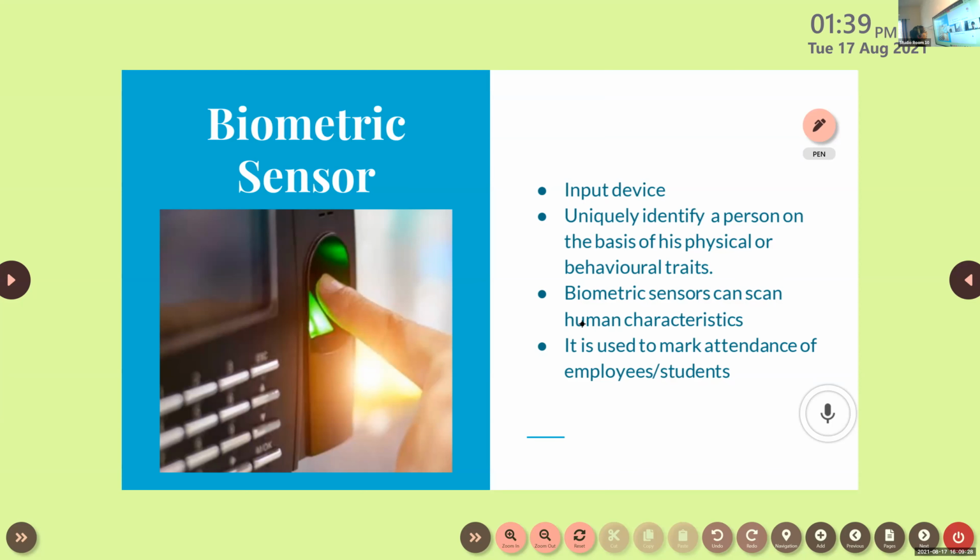Optical fingerprint scanner. Yes, which is known as a biometric sensor. When you start a company, you can keep this. It will automatically detect whether a particular person is present or not. It is an input device which uniquely identifies a person on the basis of his physical or behavioral traits. You could have seen this machine in most of the films, isn't it?